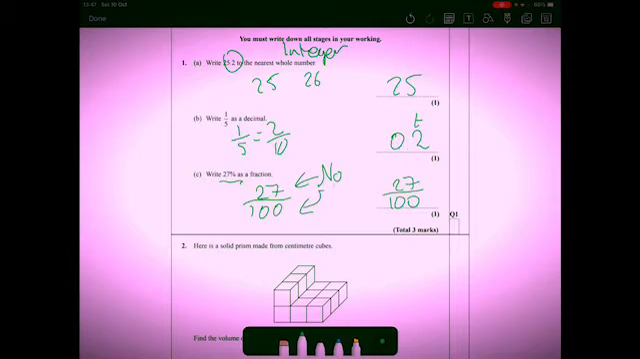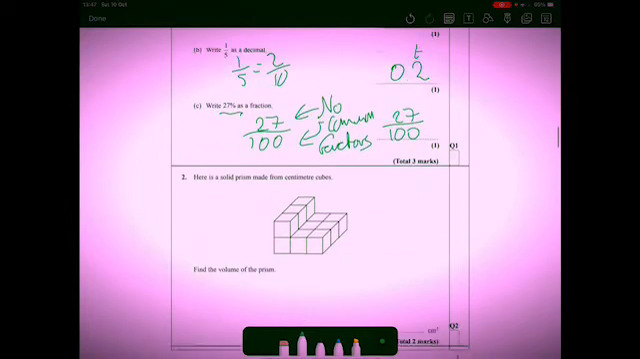Okay, no common factors. So we can't do any simplifying with that one.